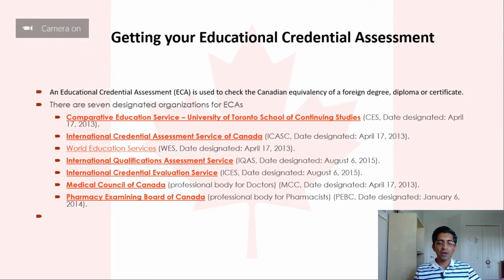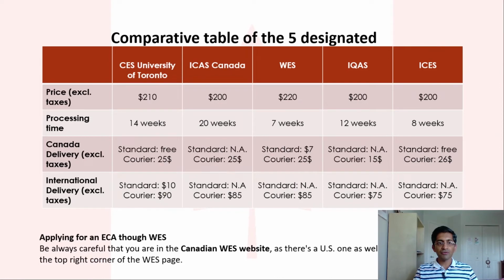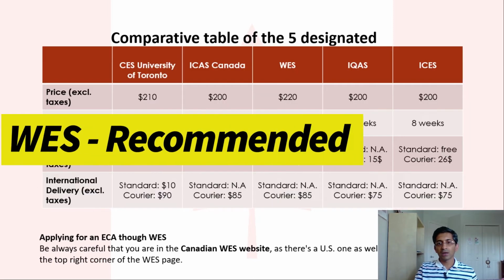So the next step is, I already told you about the Educational Credential Assessment. It's basically to check the Canadian equivalency of a foreign degree, diploma or certificate. So you have to do it. These are the institutions. You can go to these links later and check that in detail. The one I'm preferring is WES. This table gives you a brief overview, or high-level information. It gives you the cost, how much processing time, the courier fees, delivery fees. So the one I'm recommending is WES.